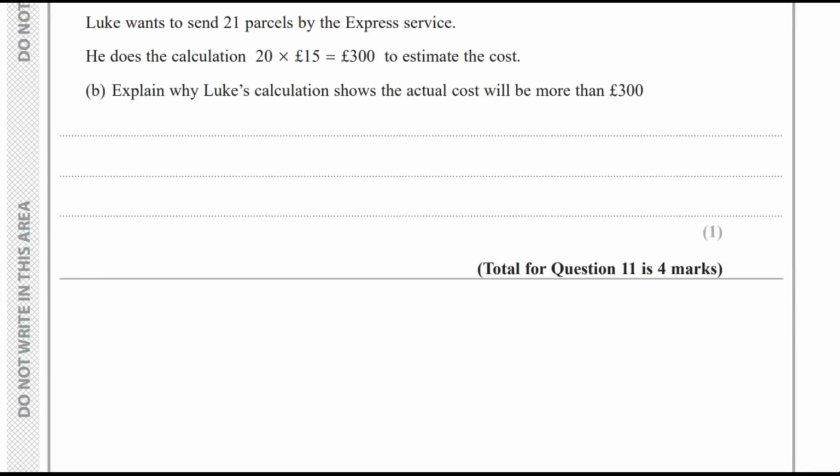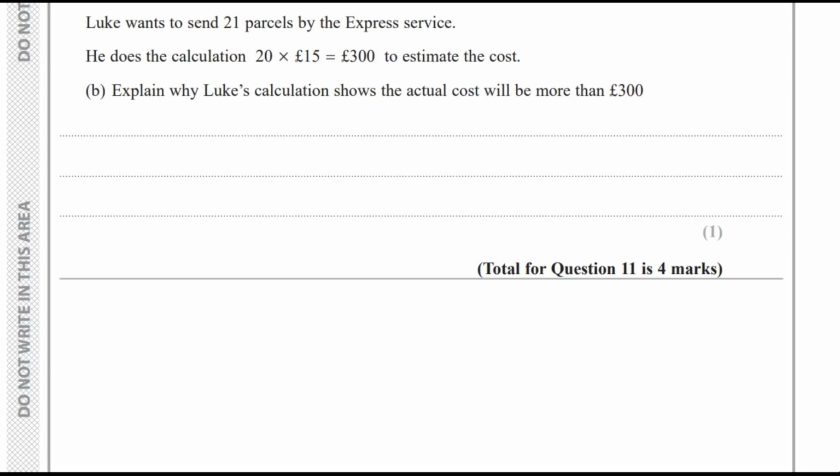And then we move on to part B. Luke wants to send 21 parcels by the express service. He does the calculation 20 times 15 equals 300 to estimate the cost. Our job is to explain why Luke's calculation shows the actual cost will be more than 300. To answer this, you'll need to look at how he has rounded the figures.